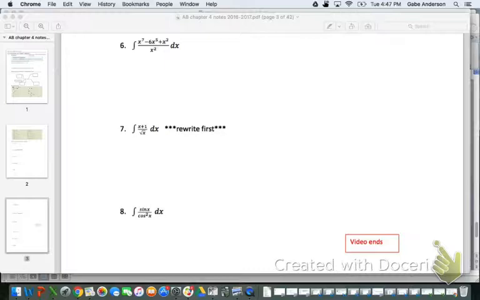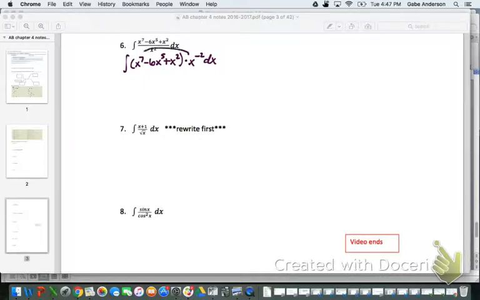Number 6, once again, is a fraction, and fractional integrands are going to be difficult at times, maybe even feel impossible at times. So if we can avoid them, we will. Here's a way to do number 6. I would flip the denominator up. So it would be x to the 7th minus 6x to the 5th plus x squared times x to the negative 2 dx. And then I would distribute that x to the negative 2.